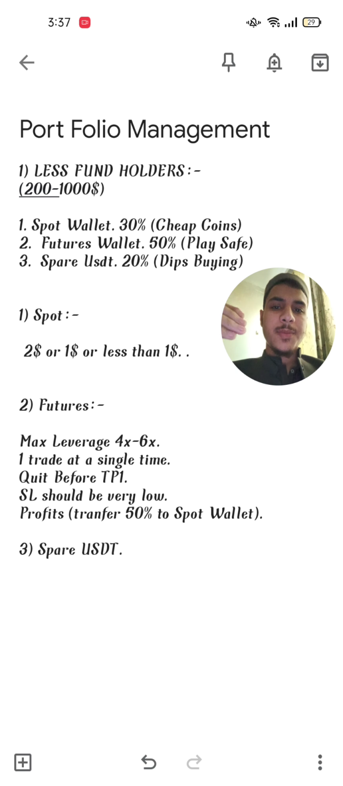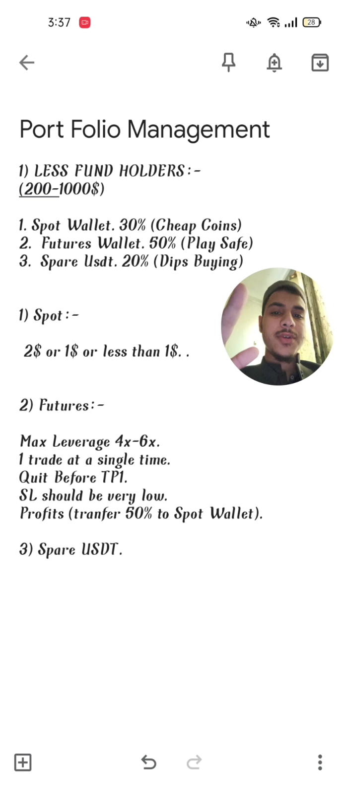If a person has 200 to 1000 USDT, how should he or she manage the funds in spot, in futures, and in spare USDT? There are three categories that one should divide the funds into. First of all, for less fund holders, you should keep 30% of your portfolio in the spot wallet and 20% spare USDT.